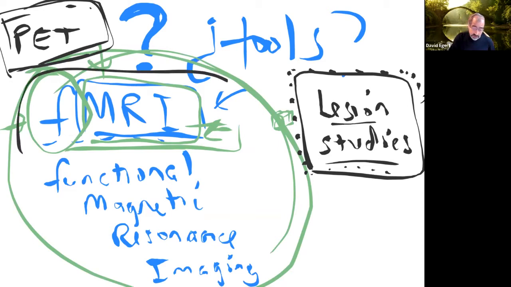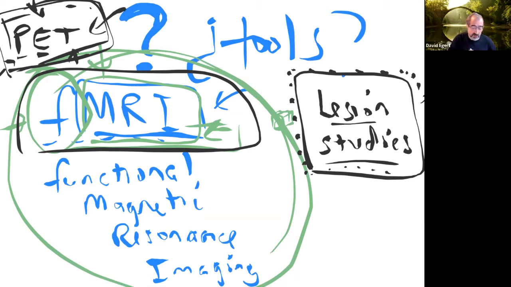Whereas with fMRI, you can just put people in a scanner that would be used for normal diagnosis and stuff. This is much more specialized. Yeah, PET means positron emission tomography.